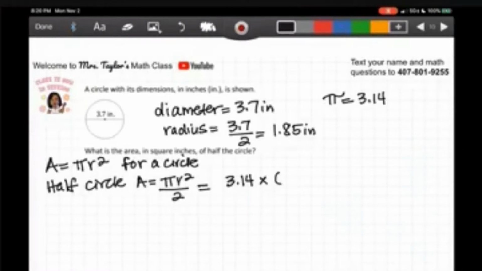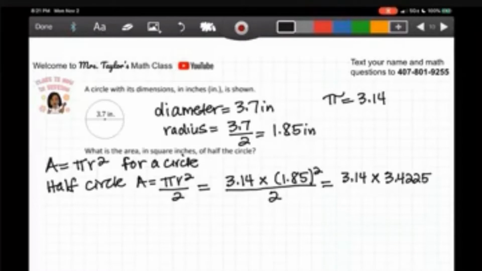times 1.85 squared over 2. Now this is a lot of math to do. This is another standard for the 7th graders where they can use a calculator, and so I'm going to use it for me. So this is 3.14. I do recommend you take your time with doing this question here.